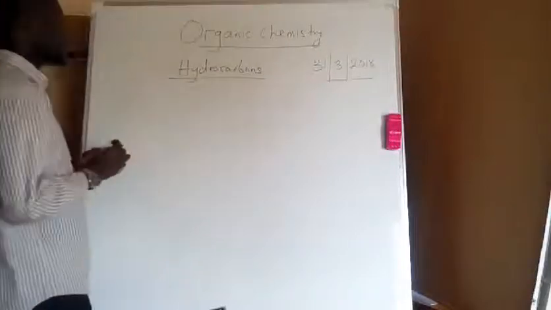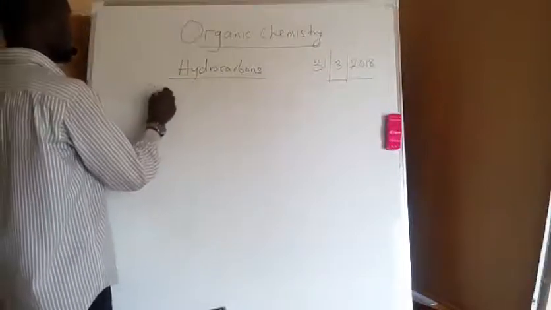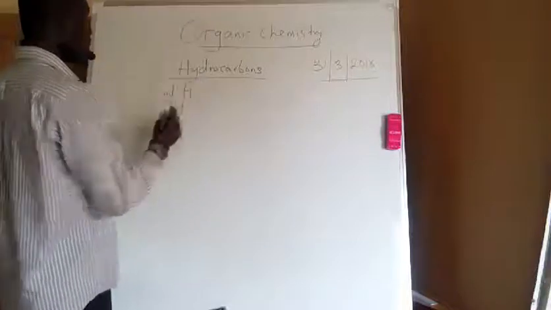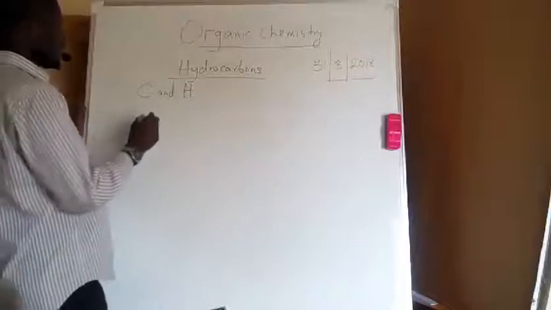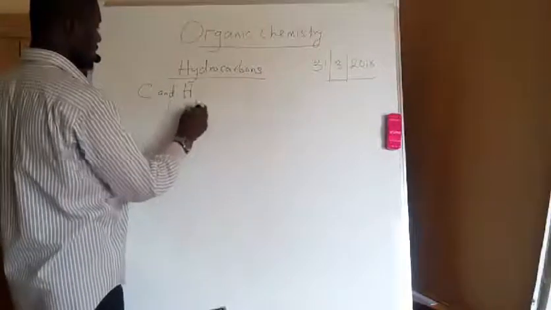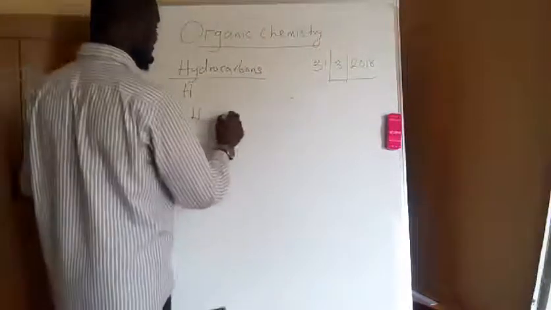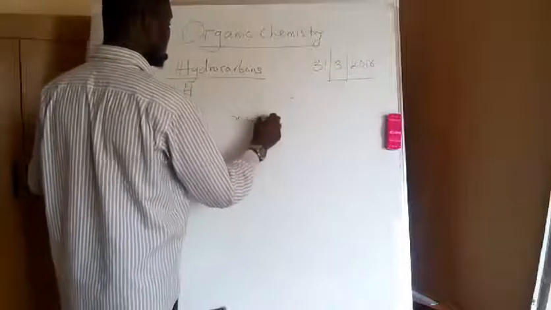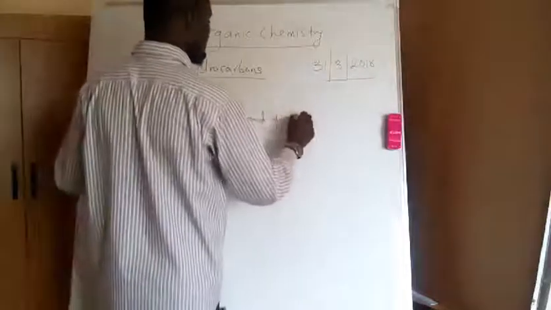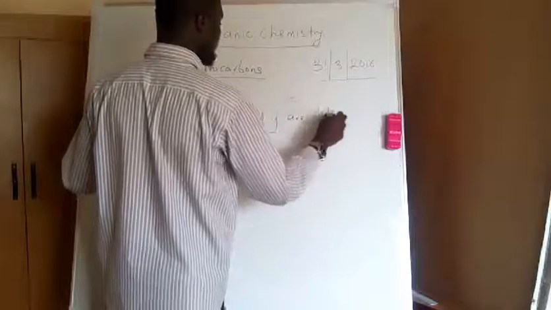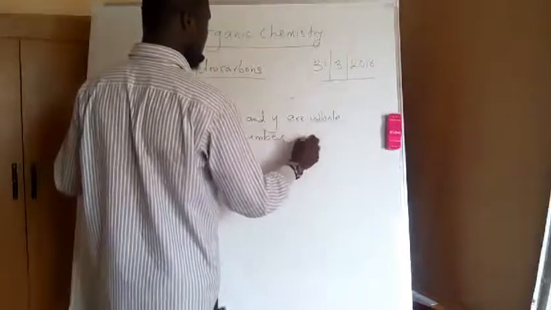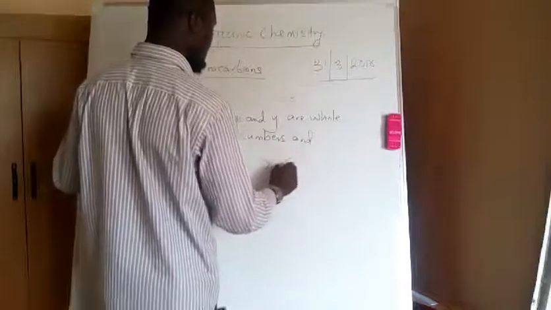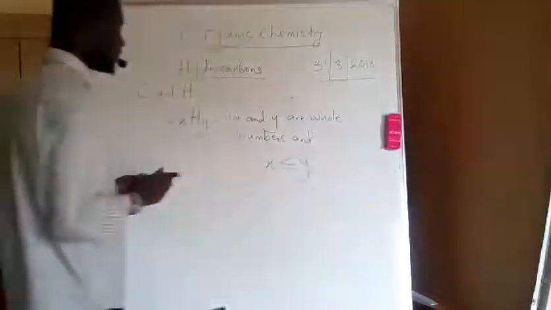Now we say hydrocarbons are compounds that contain carbon and hydrogen only, with no other element. The general molecular formula for hydrocarbons is CxHy, where x and y are whole numbers, and x is either less than or equal to y.